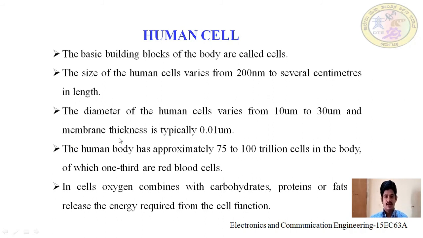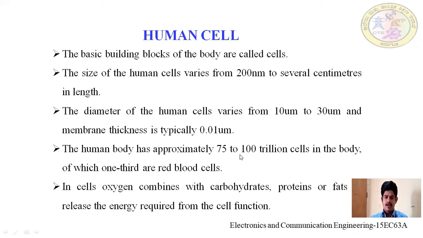Then its membrane thickness. Membrane means the outer cover. Each cell has its outer cover, and that outer cover is called the membrane. The membrane has a thickness of 0.01 micrometer. This membrane separates the internal structure from the outside of the cell. It is like a middle layer between the internal and external parts of the cell. Normally the human body has approximately 75 to 100 trillion cells, and out of that, one third are red blood cells. So you can see how many cells each human body has. It will also differ with the person's age as well as gender.